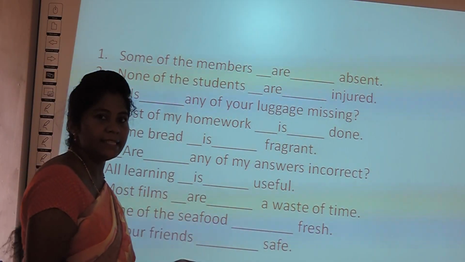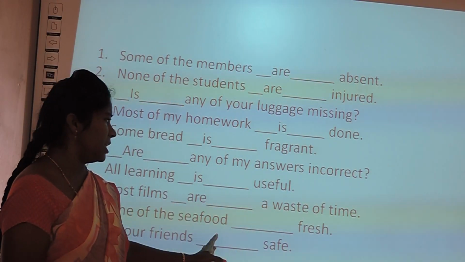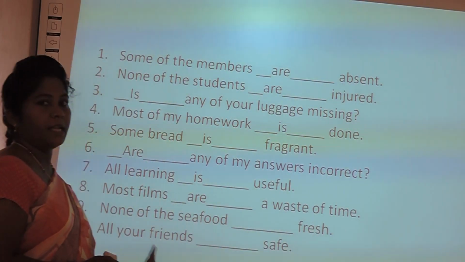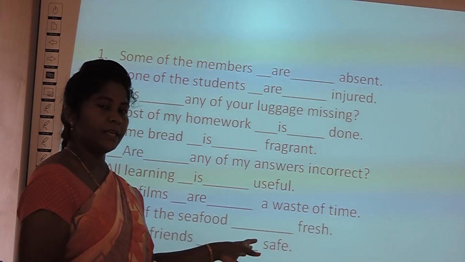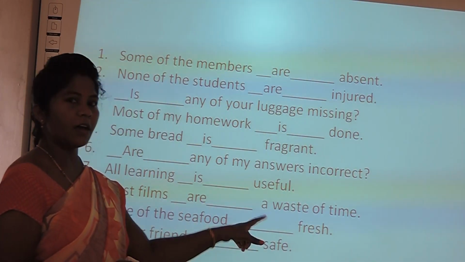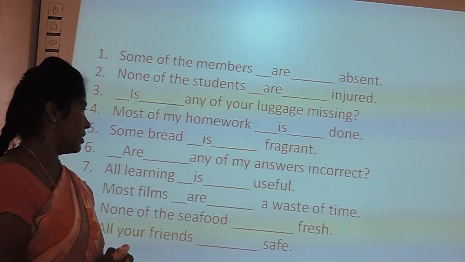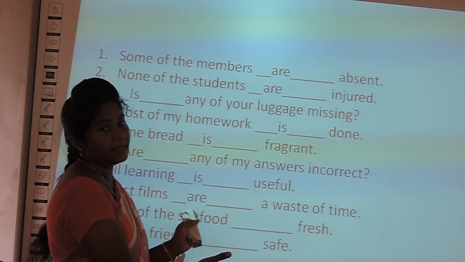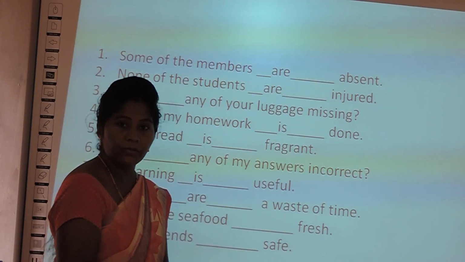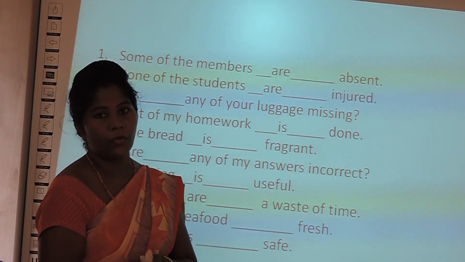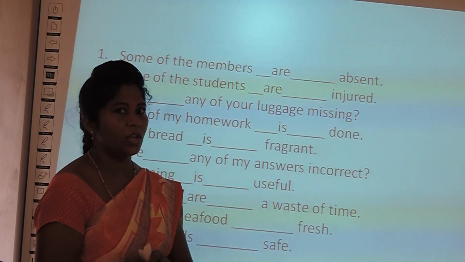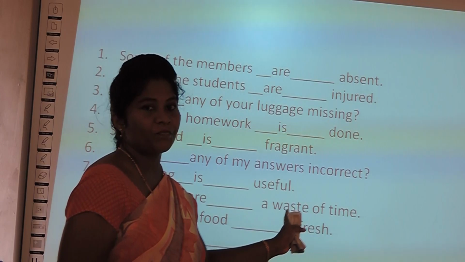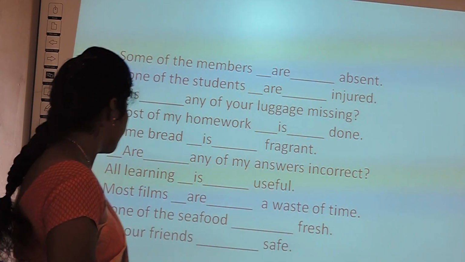Let's move to the next sentence. None of the seafood dash fresh. None of the seafood is fresh, or are fresh? Here we have seafood, and seafood is again an uncountable noun. It's a non-countable noun and it is going to take a singular verb. So it is: none of the seafood is fresh.